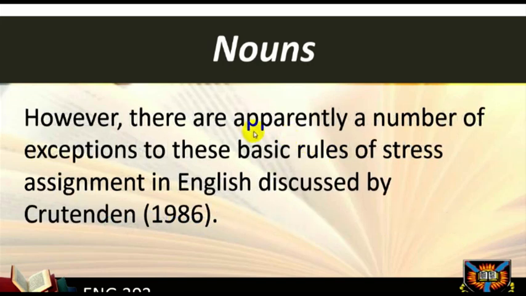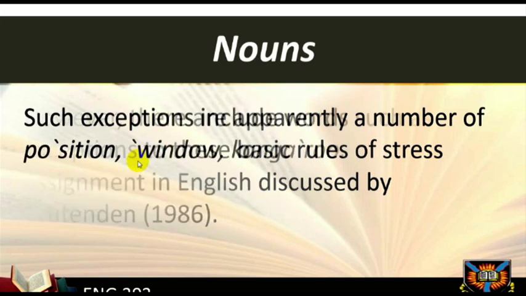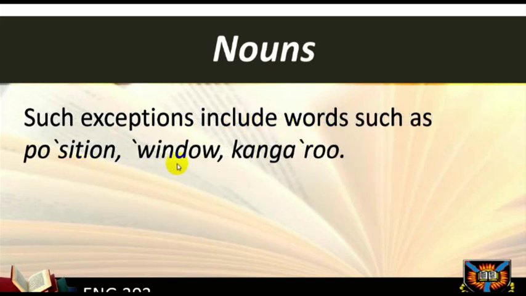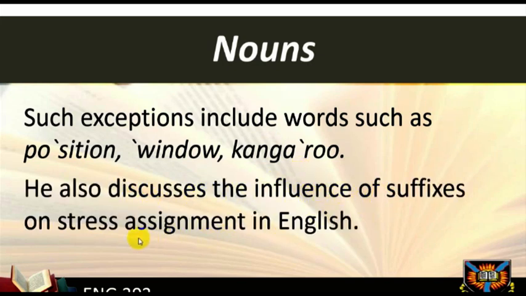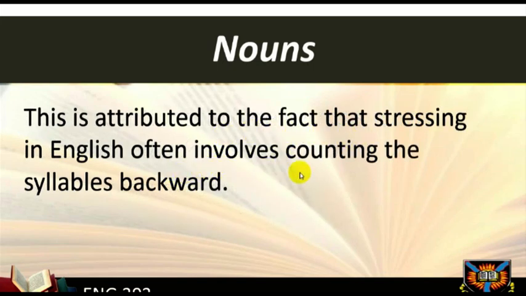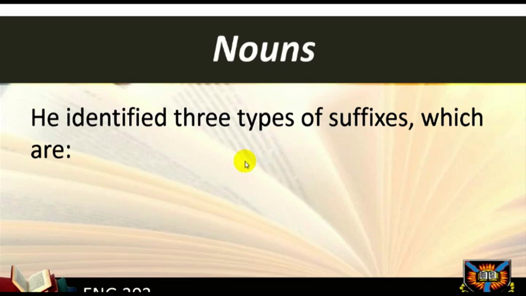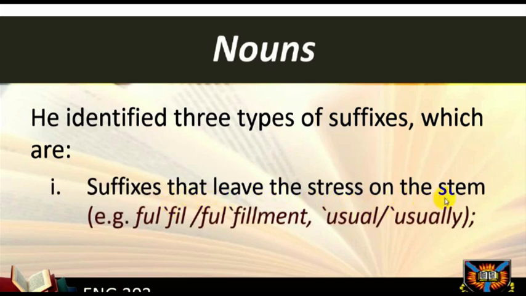However, there are apparently a number of exceptions to these basic rules of stress assignment in English discussed by Crutenden, 1986. Such exceptions include words such as position, window, kangaroo. He also discusses the influence of suffixes on stress assignment in English. This is attributed to the fact that stressing in English often involves counting the syllables backward. He identified 3 types of suffixes, which are suffixes that leave the stress on the stem, e.g., fulfill, fulfillment, usual, usually.